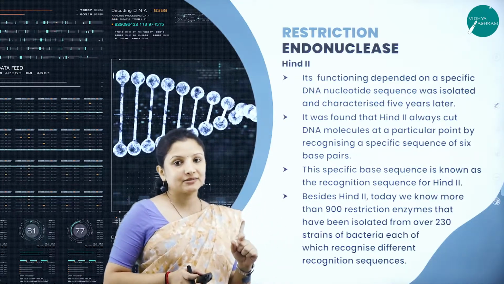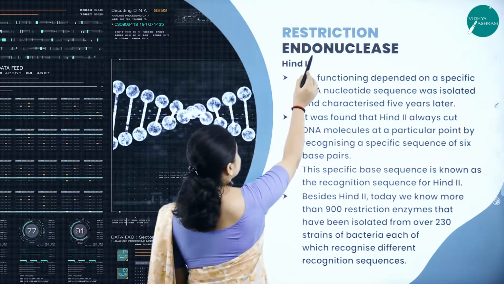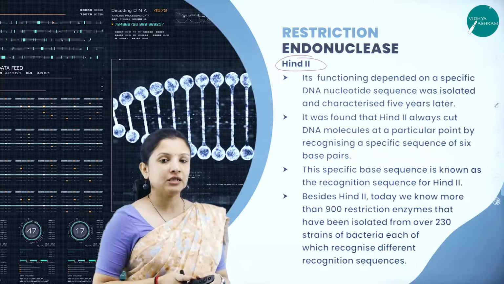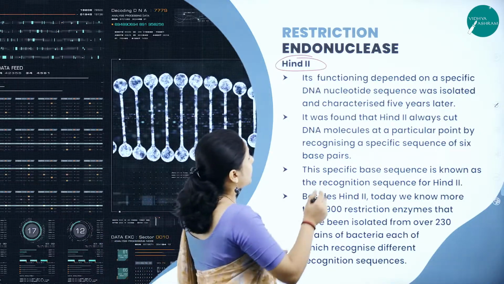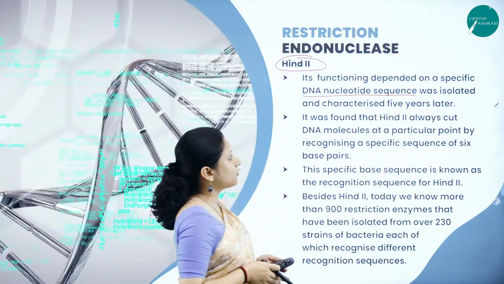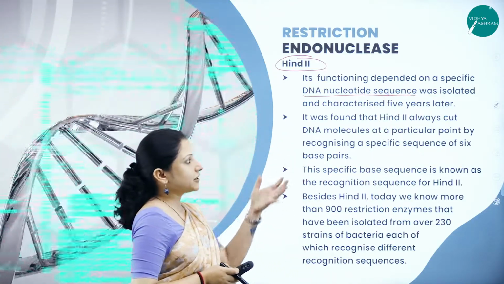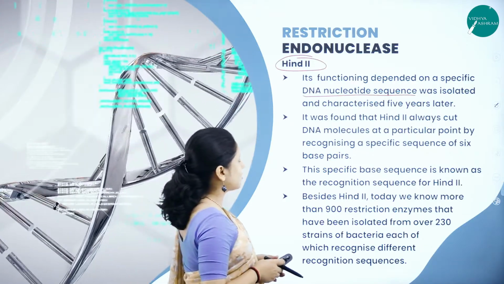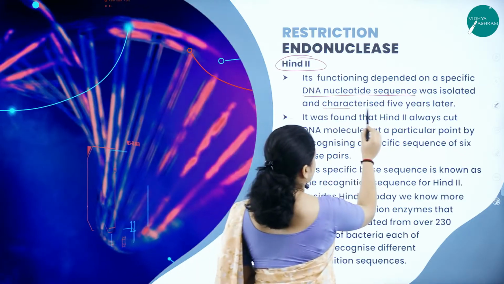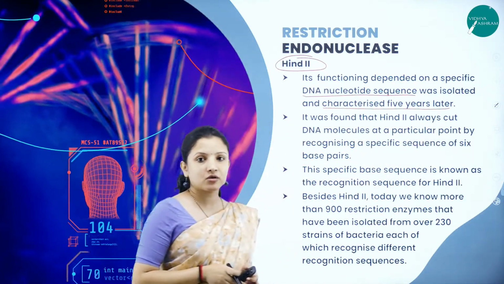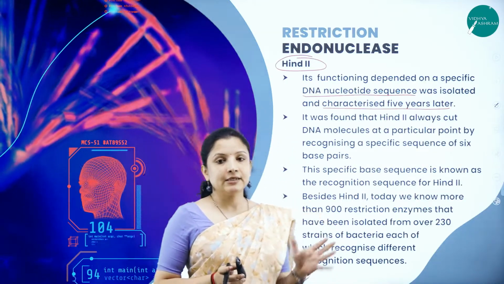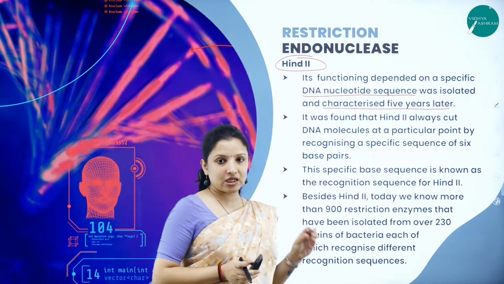One of the best examples of a restriction endonuclease is HindII. HindII has a specific function, and that function usually depends on a specific DNA nucleotide sequence. So what they did was isolate a specific DNA nucleotide sequence and characterize that sequence 5 years later. Characterization is important, right? Because you need to know the sequence of that particular DNA strand. So they isolated a specific DNA sequence.